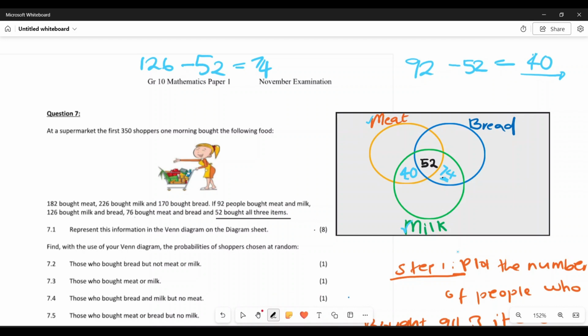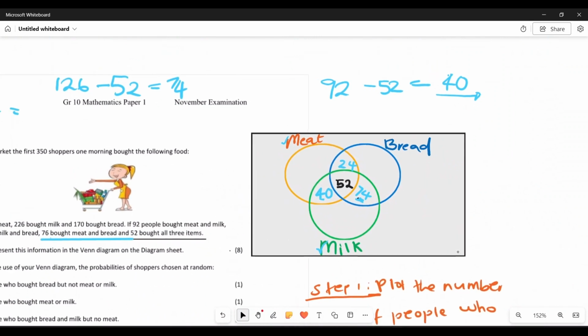Lastly, they're telling us that 76 people bought meat and bread. Now we're going to do the same. The 76 people who bought meat and bread include the number of people who bought all three. So I'm going to subtract 52 from this. 76 minus 52, I get the number of people who bought meat and bread only, 24.